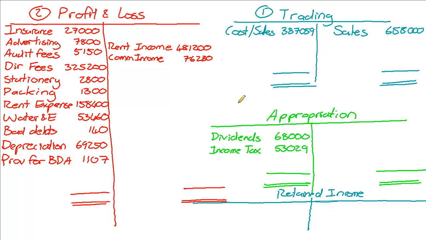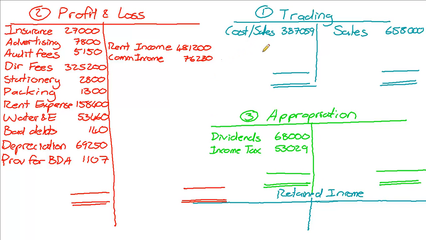Then finally we've got the last final account, which is my appropriation account, where I take my dividends and my income tax. Now we need to close off these final accounts. We need to close off the trading account to the profit and loss account, the profit and loss account to the appropriation account, and finally then the appropriation account to the retained income account, and then we'll be done.